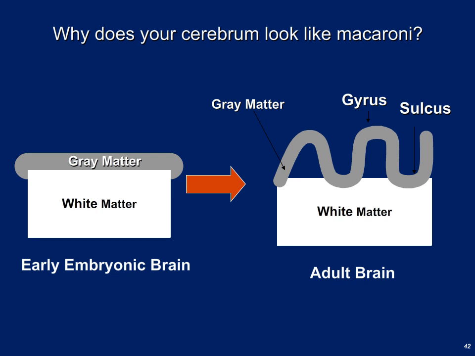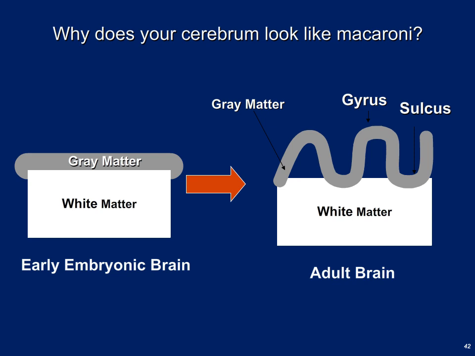Now, one of the questions I frequently get is, why does our brain look like macaroni? And the part of the brain that looks like macaroni is the cerebrum. And the reason is that in an embryo, we have a sort of primitive brain that has both white matter and gray matter. Remember, white matter is just myelinated axons, whereas the gray matter are the cell bodies, the dendrites, the synapses between cell bodies, and also some unmyelinated axons.